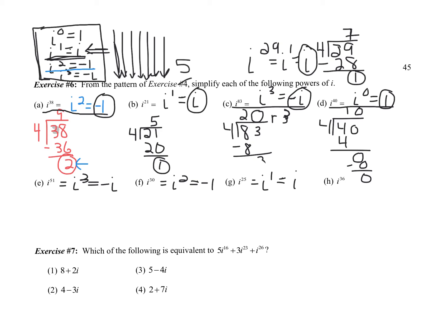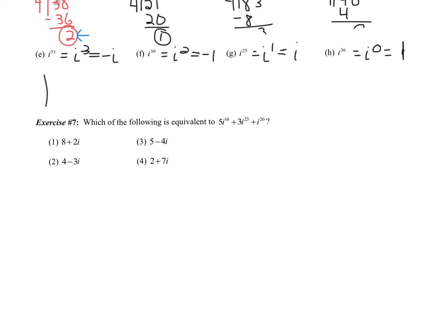And this one, a little bit more erasing. Zeros out of the way. i to the 36, 4 goes evenly into 36, so I have i to the 0, which is just 1. So that's the process, that's the minimal amount of work. And now we're just going to look at one applied problem that's a little bit trickier, but the same type of concepts.